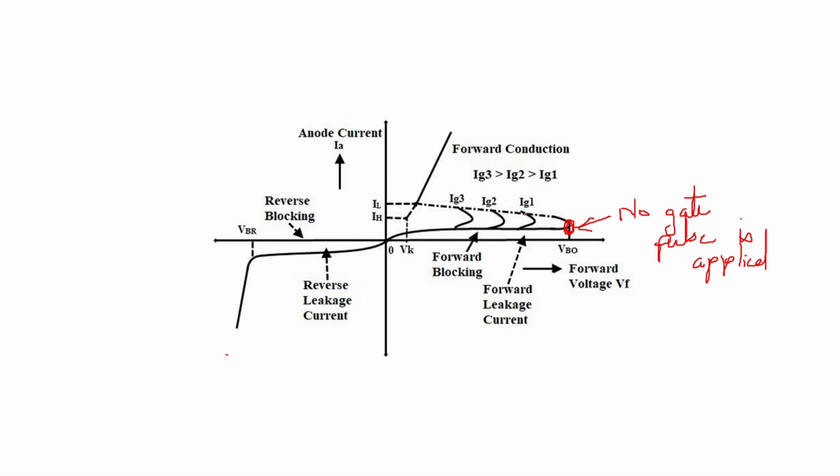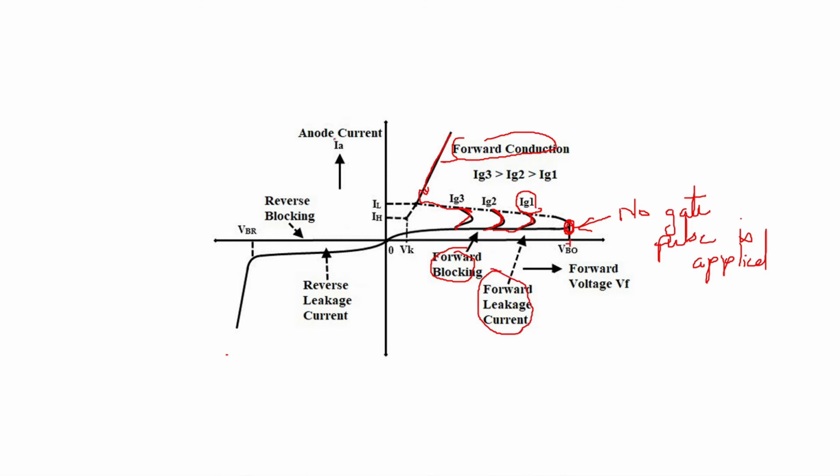Then here you can see this blocking will go like this if a gate voltage is applied. If the gate voltage is applied a little early, then here only you are going to take a turn. If it is applied a little more early, then here only you are going to get a turn. And then this will go like this, and then the anode current will increase and the voltage across the SCR will decrease. So this will be your forward conduction area, and this is your forward blocking area. This is your forward leakage current. Clear? And this is your breakover voltage.